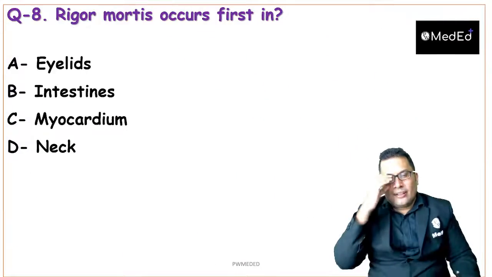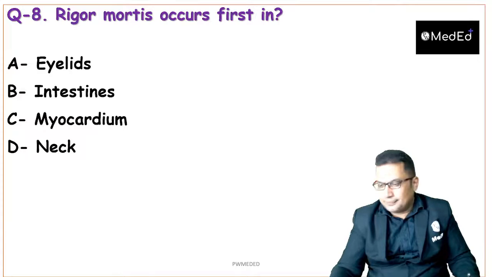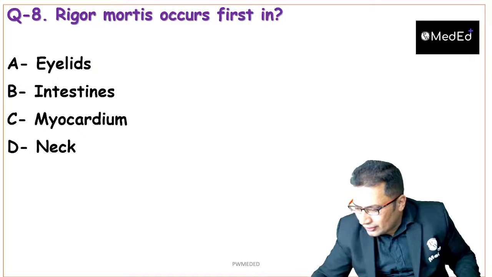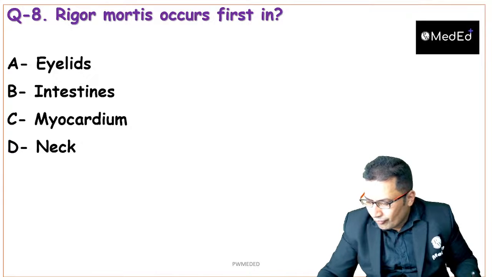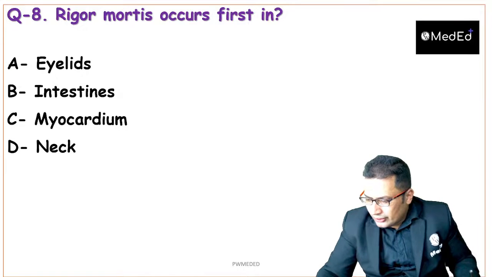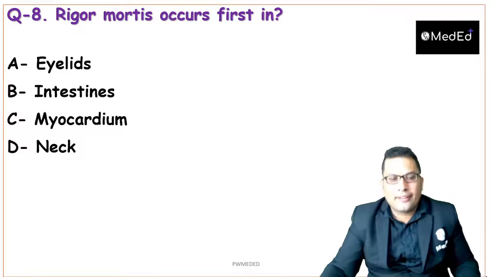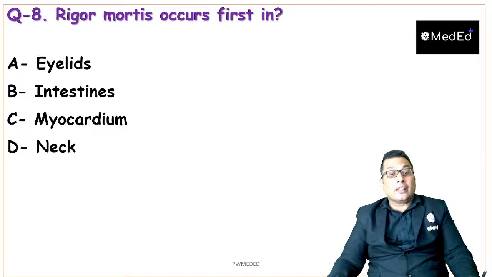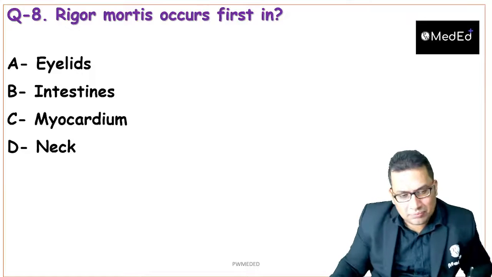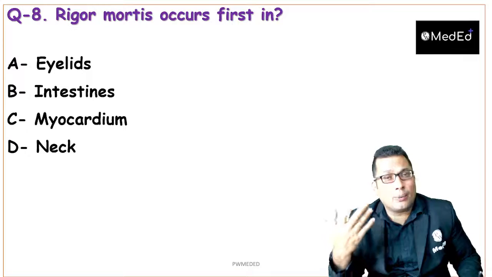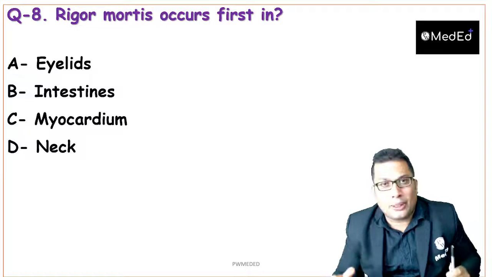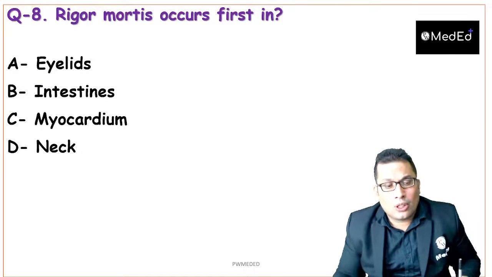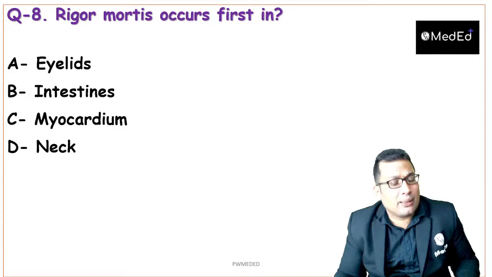Next question. Rigor mortis occurs first in. Try this, all. Can you try? What do you mean by rigor mortis? Rigor mortis means shortening and stiffening of the muscles and joints because of ATP depletion. So options are eyelids, intestine, myocardium, neck.